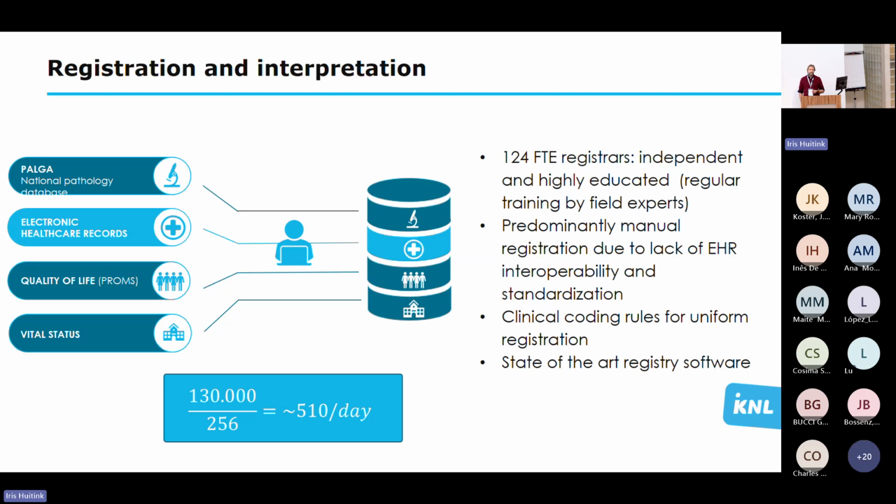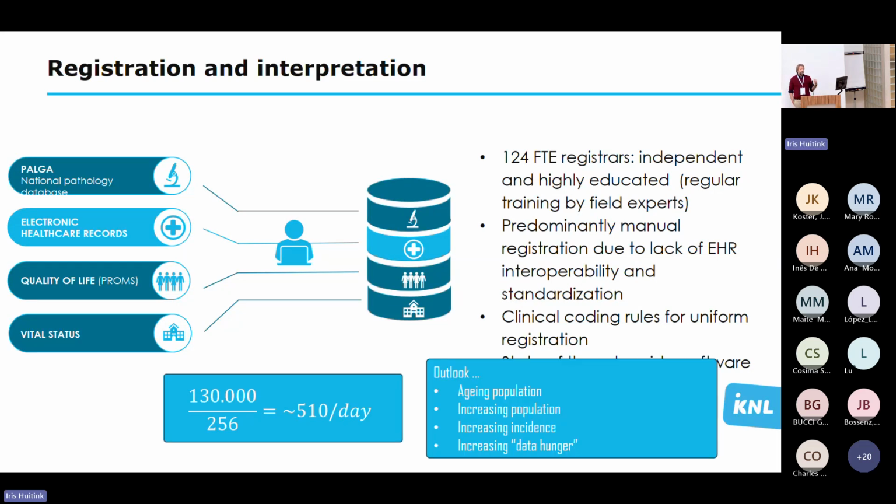This is an insane amount. And while you might think that this is feasible, it currently is feasible. We're also looking at an aging population, increasing incidence, and an increasing data hunger. So this doesn't scale. Now, we've been aware of this for a while now. This doesn't come as a surprise, but it turns out that fixing this is actually fairly difficult.